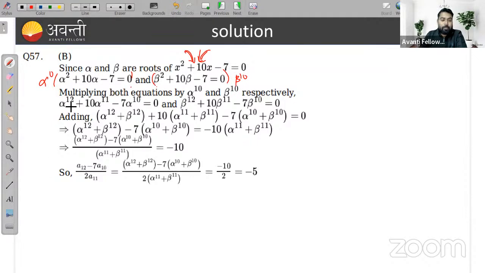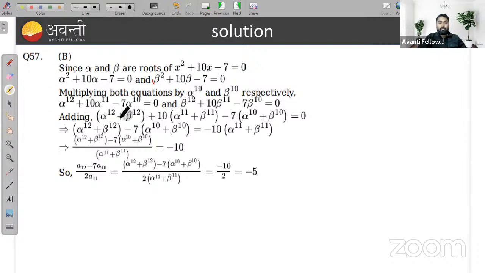We are getting alpha to the power 12 plus 10 into alpha to the power 11 minus 7 into alpha to the power 10 is equal to 0. And in the second equation, when we multiply beta to the power 10, we are getting beta to the power 12 plus 10 into beta to the power 11 minus 7 into beta to the power 10 is equal to 0. Right? So if we add these two equations, what we will get? Alpha to the power 12 plus beta to the power 12.